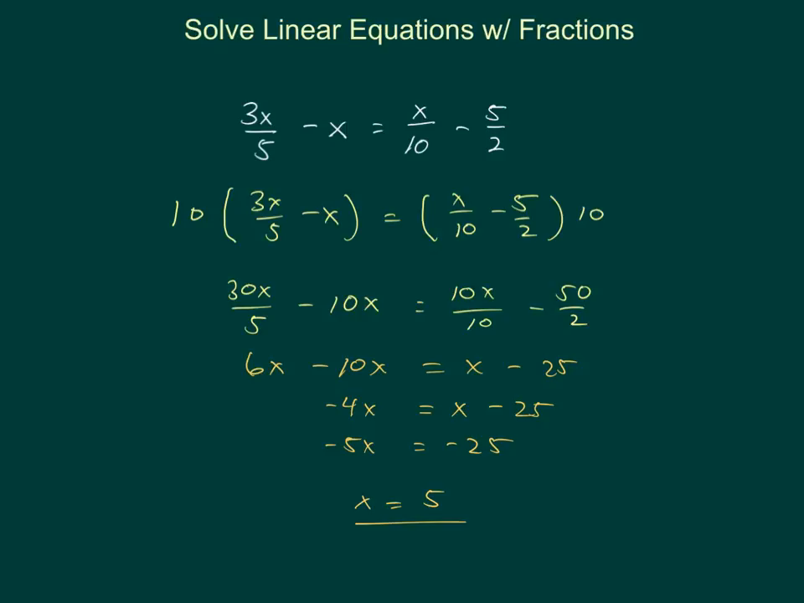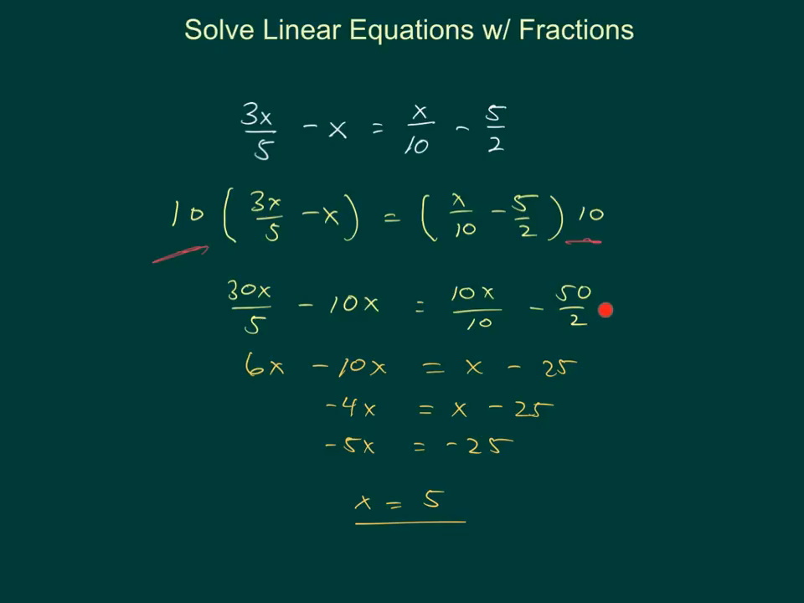The first thing you're going to want to do, one of the best ways to work with this, is really what everybody would like to do: get rid of the fractions. And you do that by multiplying both sides by a common multiple of the denominators. In this case, the least common multiple is 10. Can you use something bigger? Sure, but the easiest one to work with is going to be 10. So by multiplying both sides by 10, I distribute the 10. That gave me 30x over 5 minus 10x equals 10x over 10 minus 50 over 2.